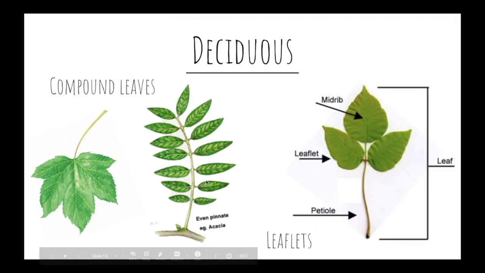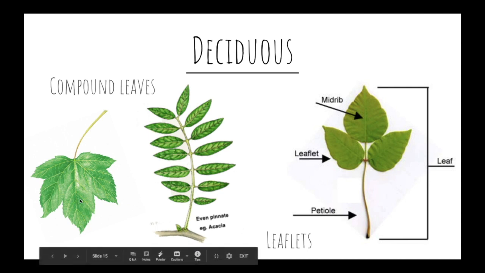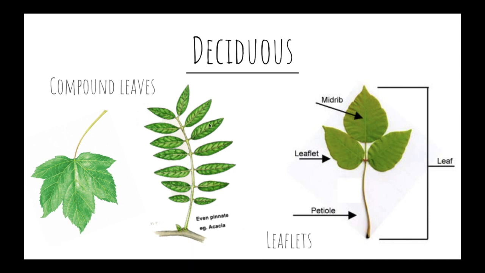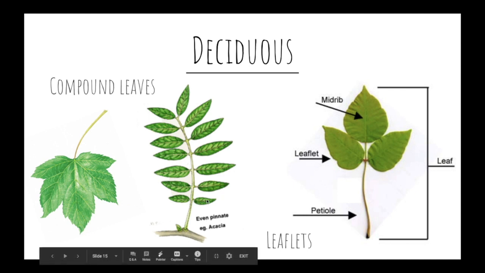Deciduous leaves can also be single or compound. So here on our left is a sycamore leaf that is made up of just one single part, so this would be called a simple leaf. You can also have compound leaves, which are made up of kind of miniature leaves. These miniature leaves are actually called leaflets. So this entire structure is called the leaf, and the mini leaves are called leaflets.